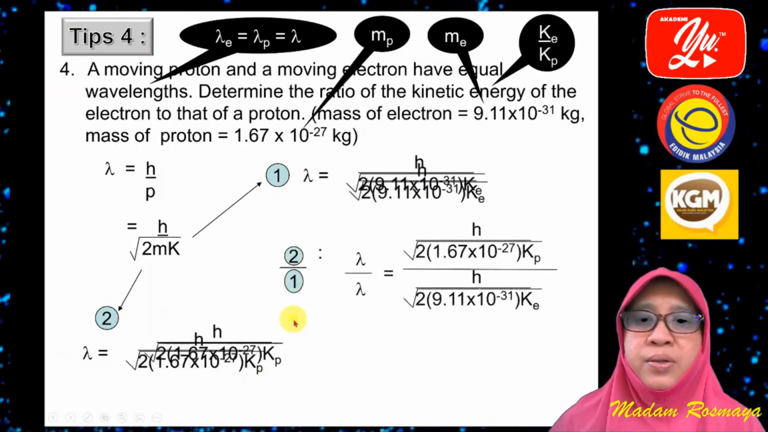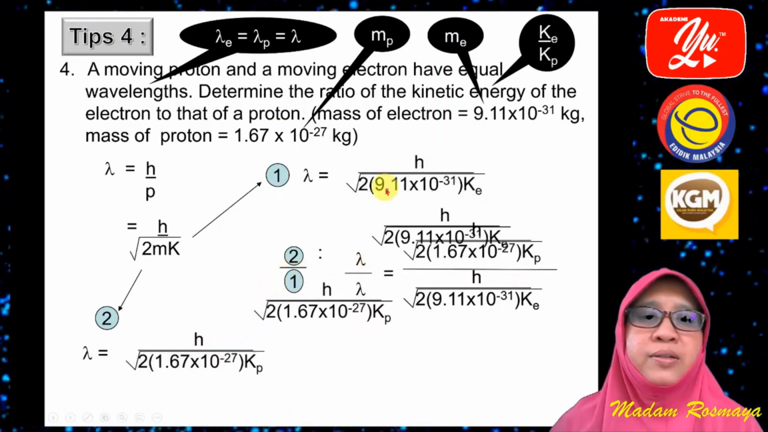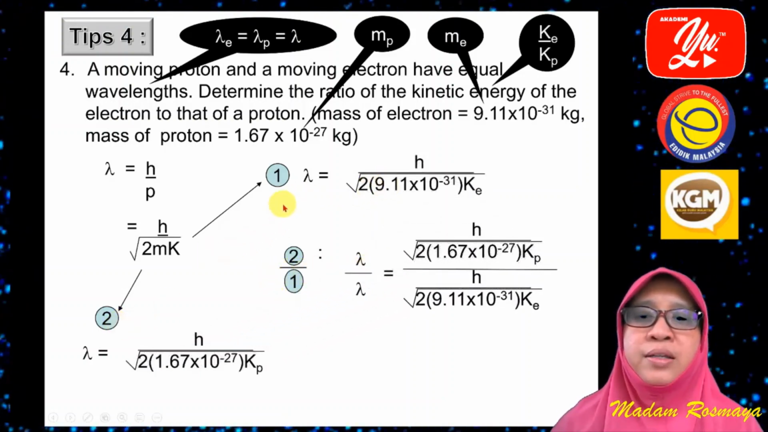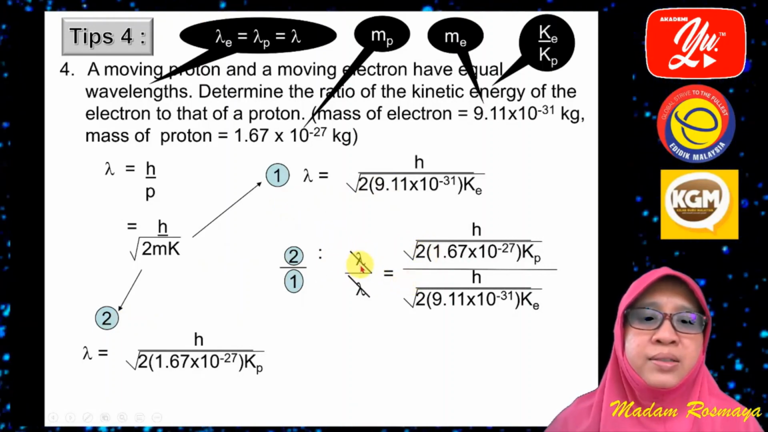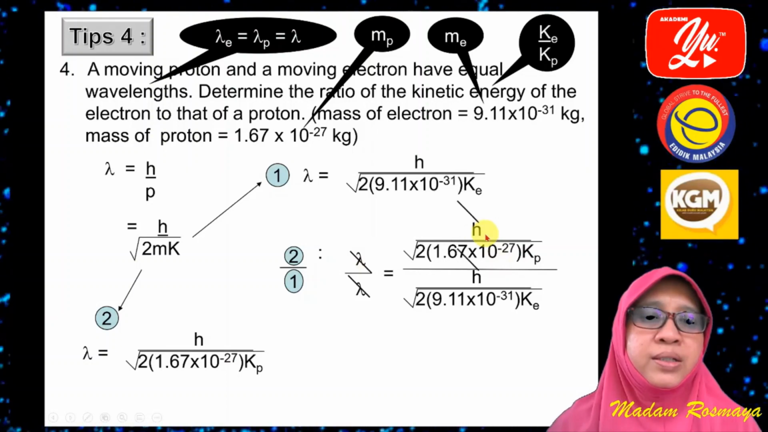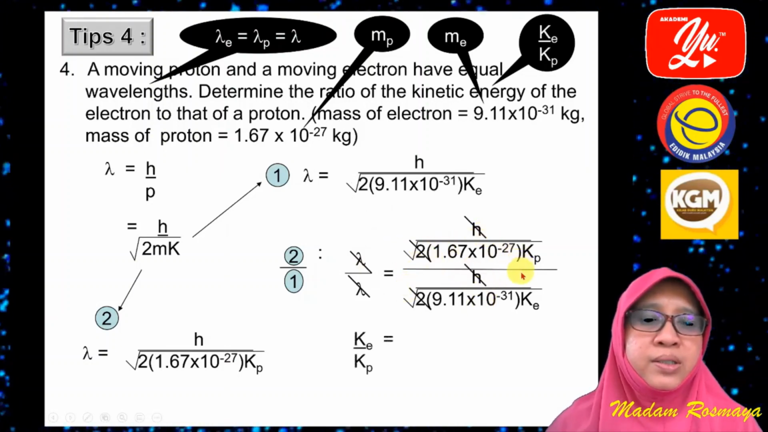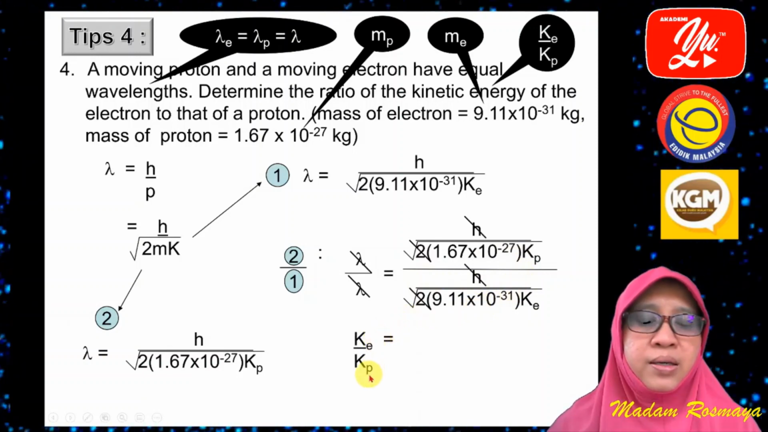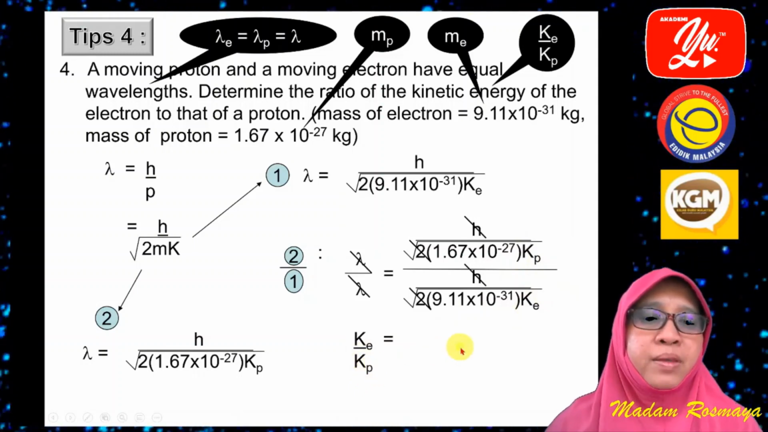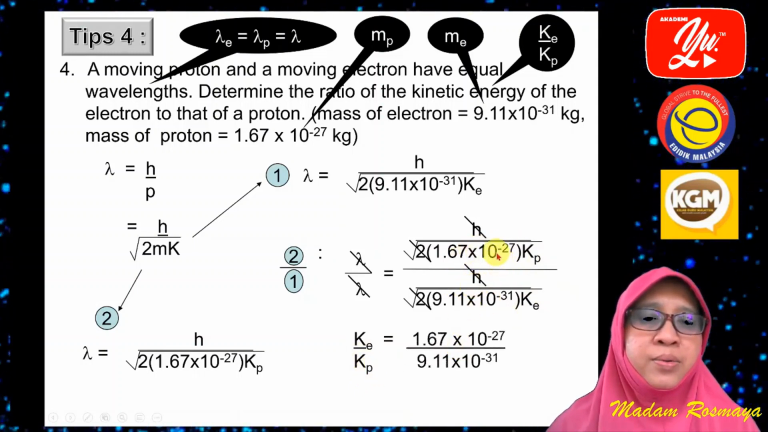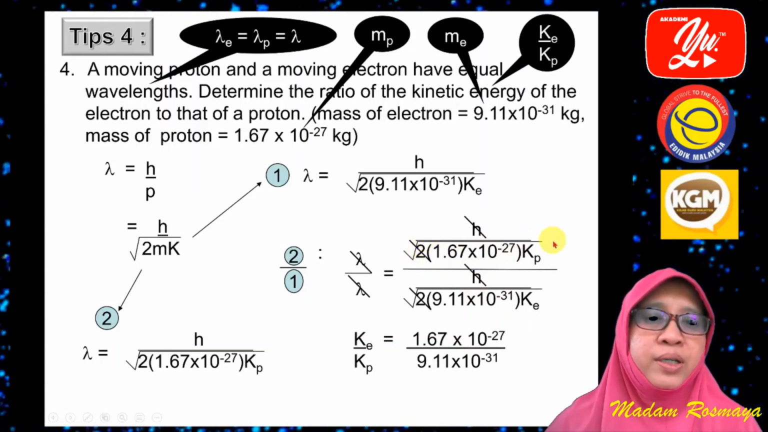Then we use simultaneous equations, using the ratio method. Equation 2 divided by equation 1. So equal lambda, we can cancel this out. h also cancels out, and another one is 2. So we rearrange the equation, we get Ke per Kp. Here bring up, so it becomes Ke per Kp. Then square root both sides to eliminate the square root here.